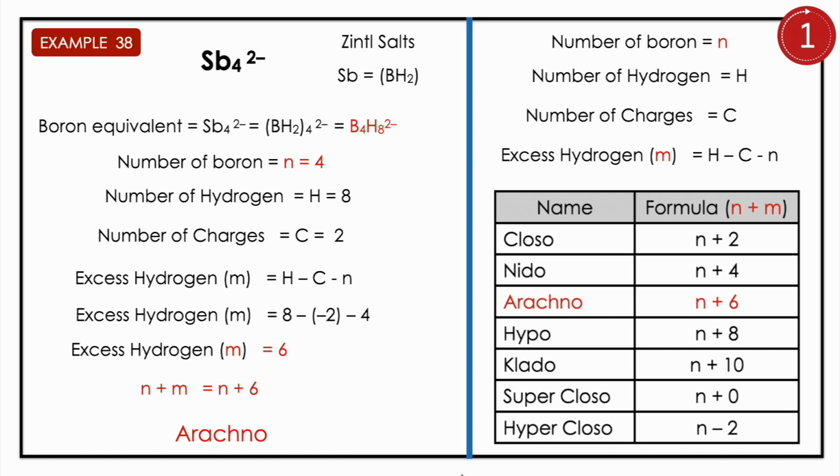The compound becomes simple borane. Now we can apply Wade's rule. First step will be counting the boron. Here 4 borons are there, so N equals 4. Number of hydrogens are 8, H equals 8. Charge is 2, so C is 2. So the excess hydrogen will be H minus C minus N. If you substitute the values, it will be 8 minus of minus 2 minus 4. If you solve it, you will get M equals 6. M equals 6 means it is an N plus 6 system. N plus 6 means, according to Wade's rule, Sb4 2 minus has the Arachno structure.